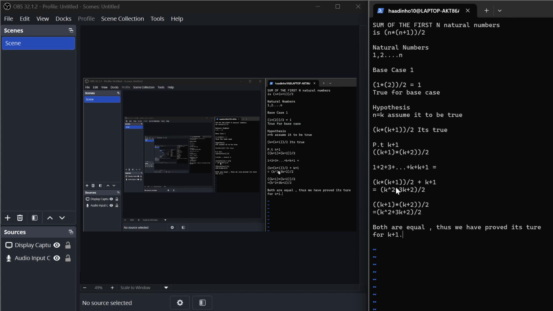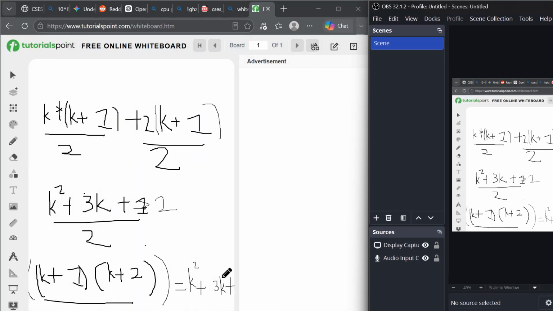So this is how we proved by induction that the sum of the first n natural numbers is n into n plus 1 by 2. Anyway, I just hope you get the idea of how we prove by induction the sum of the first n natural numbers.